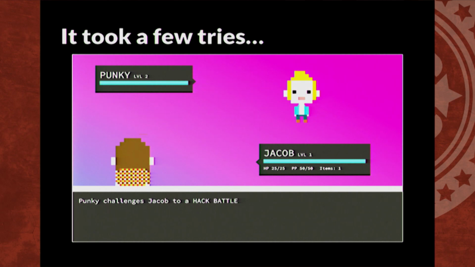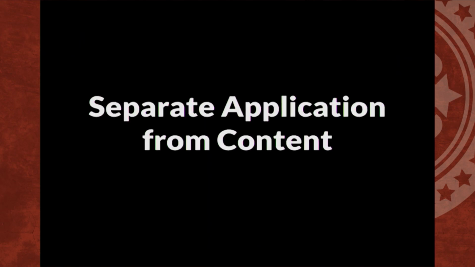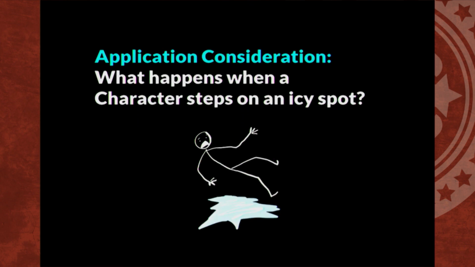So that's a battle. There's one last area I want to show you, and that is separating application from content. This is the principle that I was talking about that helps keep the game really maintainable and easy to work on. If you've used Redux before, this is going to feel really familiar because it's how I learned how to work and think this way. An application example is what happens when a character steps on an icy spot. This is how the game handles a situation. Does he slip, does he fall, does he spin out, or does he make some sort of fun sound effect or something?